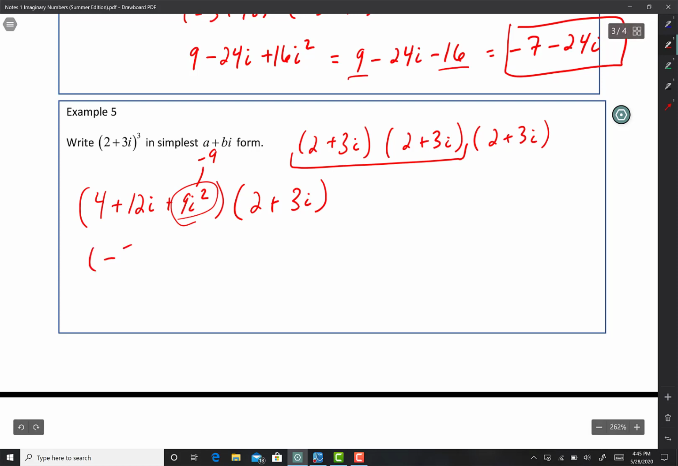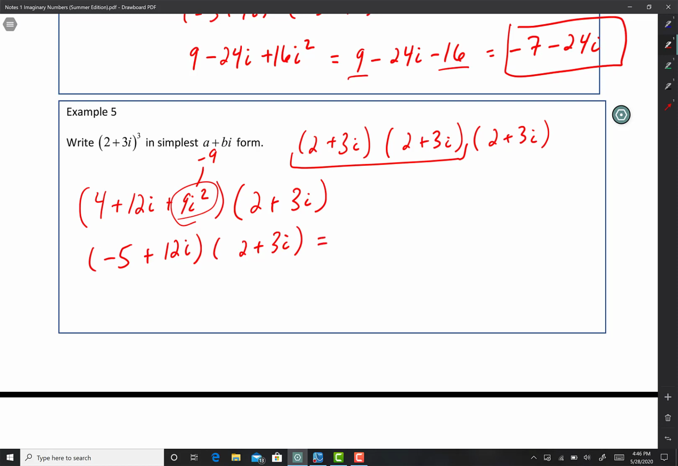So here's what I have: negative 5 plus 12i, and then 2 plus 3i. Now we're going to distribute those two. Hopefully all this is making sense to you guys. I hope that I'm not confusing anyone. So here we go. This time I'm just going to have to FOIL, old school.